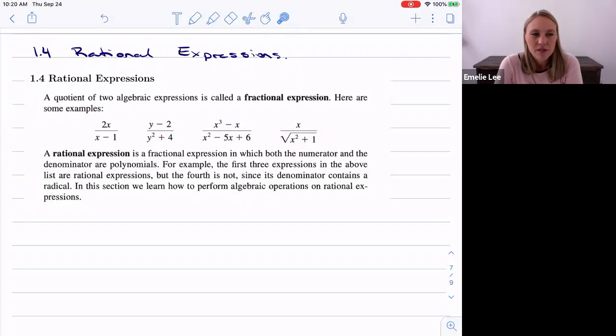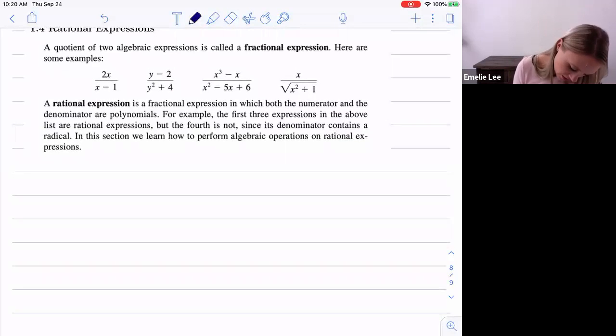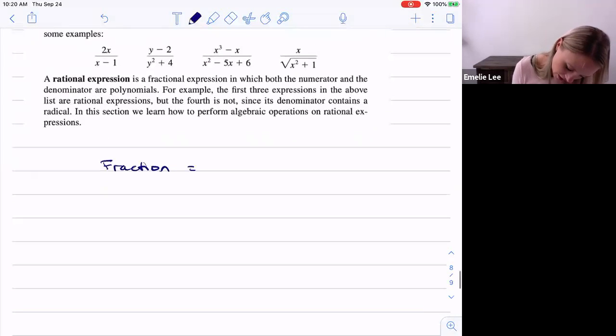Okay. And so just something to keep in mind. Just as a reminder, we've talked about it before, right? But if we've got a fraction, it's the numerator over the denominator.